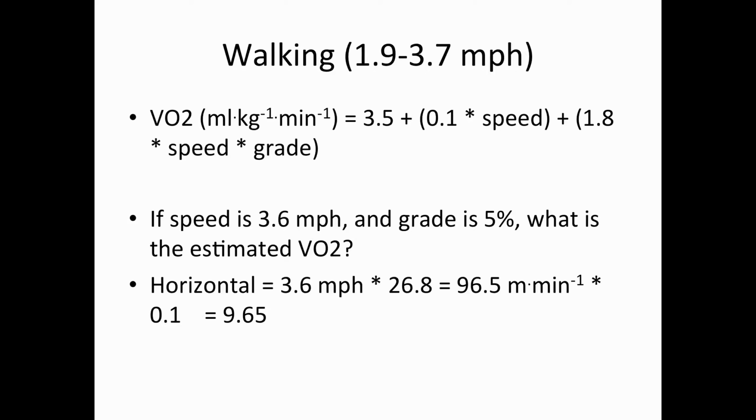And now what we need to do is multiply it by 0.1, and for the horizontal component we get 9.65. For the vertical component we have 1.8, multiply it by the speed that we just determined, so that's 96.5, and then multiply it by the grade expressed as a decimal. In this case, 5%, the way that you express it as a decimal is 0.05. So you multiply that out, and for the vertical component, we get 8.7.